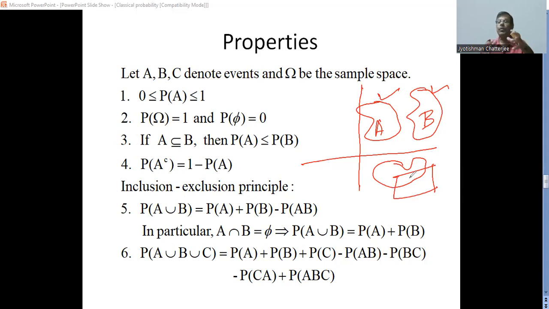And not only for two events, if there are three or more events which are mutually exclusive, we'll define that term later. If they're non-overlapping with each other, you know intuitively what it means. In that case also, the probability of the union of all these things will just be the summation of the individual probabilities. We'll get into that later.